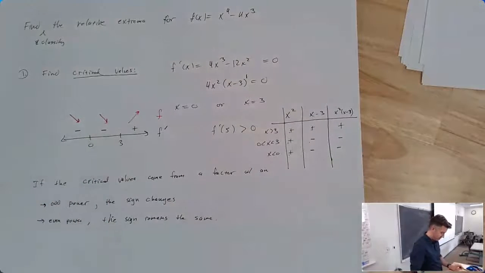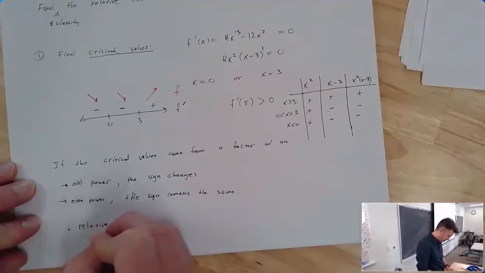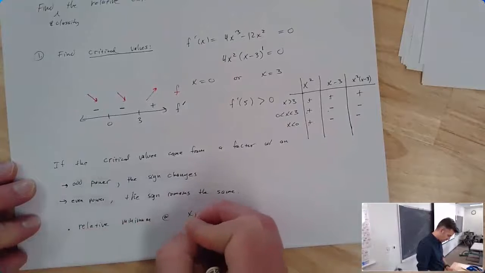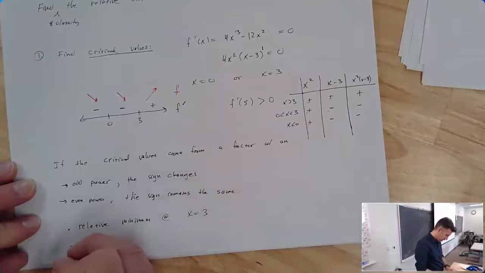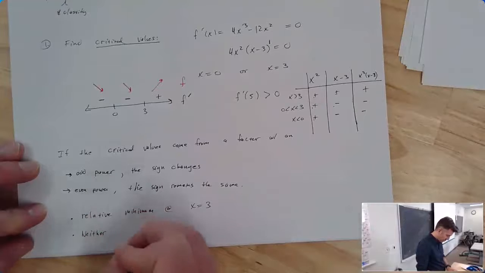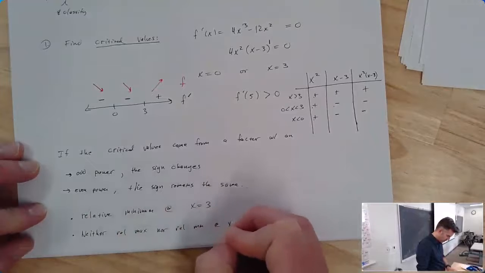So what we have is a relative minimum at x equal to 3. And we don't have a max or a min, so neither a relative max nor a relative min, at x equal to 0.